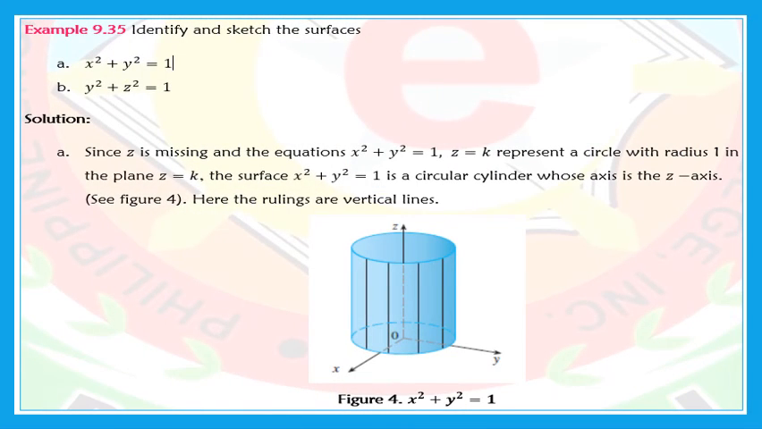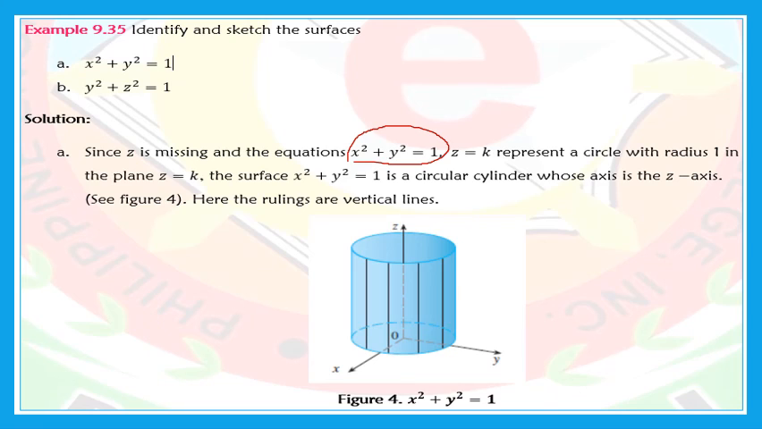Another example, identify and sketch the surfaces of x squared plus y squared equals 1. And then sa letter B is y squared plus z squared equals 1. So sa first example class, since z is missing here, kasi ang involved lang na variables sa surface natin is x and y. And the equation x squared plus y squared equals 1, where z is equal to k, represents a circle with radius 1, right? In the plane z equals k. So the surface x squared plus y squared equals 1 is a circular cylinder whose axis is the z-axis.